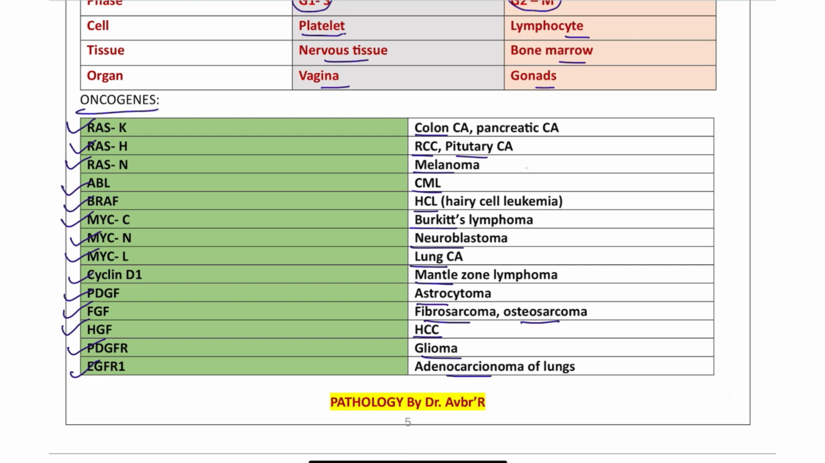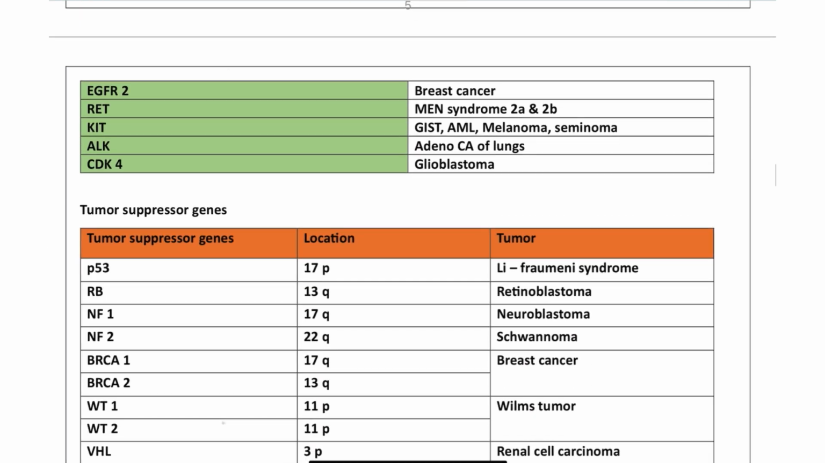So there are many easy ones: K and C for the colon cancer, and N and M for melanoma, ABL and CML, BRAF and MYC-C for Burkitt's lymphoma, and N and N for the neuroblastoma, cyclin is for the mantle zone, and HGF and the HCC. These are easy to remember and very important tables also. EGFR2 is for the breast cancer, and RET gene is for the MEN syndrome. KIT for the GIST, AML, melanoma and seminoma.